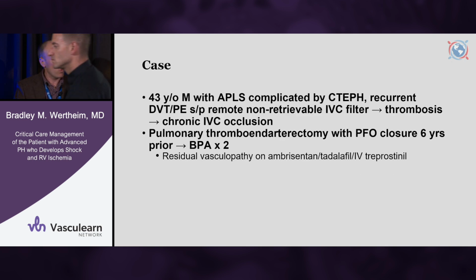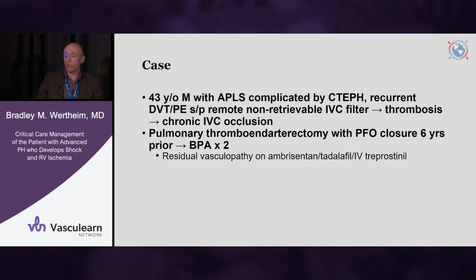So we begin with a case. We have a 43-year-old man with antiphospholipid antibody syndrome complicated by chronic thromboembolic pulmonary hypertension, recurrent embolic DVT-PE. At some point, over 20 years ago now, he had a non-retrievable IVC filter placed that has subsequently thrombosed and is felt to have chronic IVC occlusion, but also the likelihood of intermittent recurrent embolic events emanating from that thrombosed IVC.